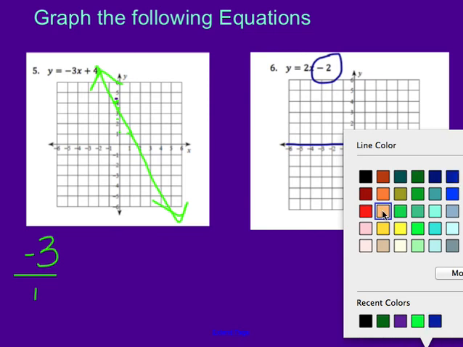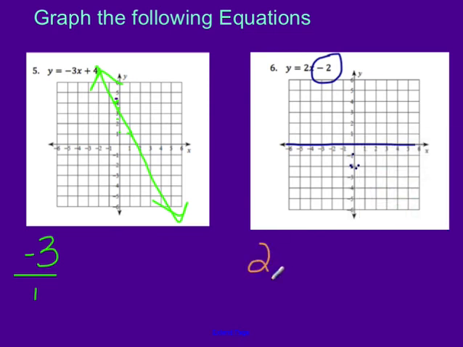Well, what does that tell me? Well, my slope is 2. That's the same as 2 over 1. Remember, slope is always rise over run. So I'm going up 2 and over 1 and plotting that point. And then I'm going to go ahead and connect those dots. That was actually a pretty good straight line. And that right there is your line graph.